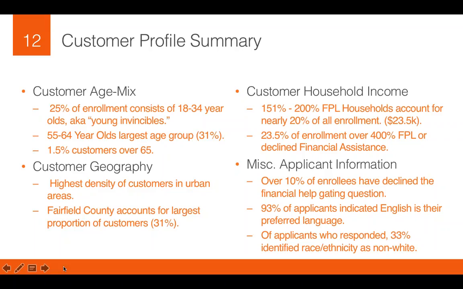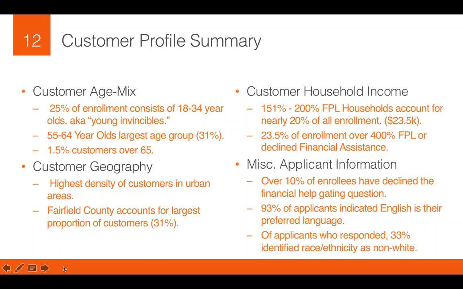Regarding income, 20% of our customers fall into the 151% to 200% FPL band, which is our largest FPL band. And just to give everyone an idea of what that actually means, that's about $23,500 in annual income for a single household. That income level allows the majority of these customers to qualify for an APTC and a CSR at an 87% actuarial value level.